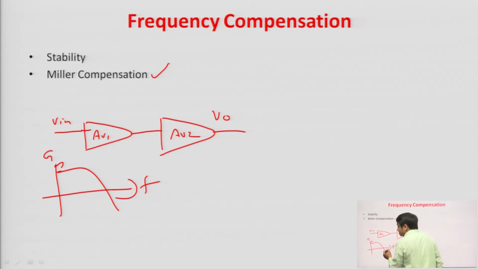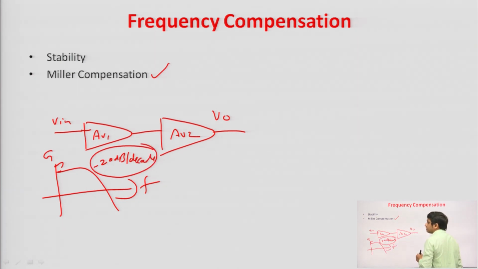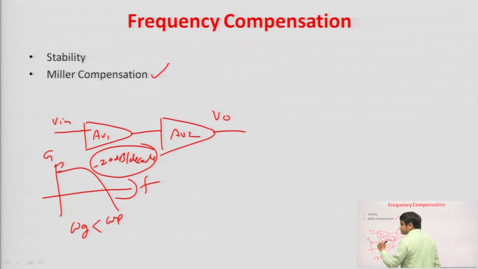When the first pole comes, due to that pole we get the slope of minus 20 dB per decade. And we know that for the circuit to be stable, the gain crossover frequency should be less than the phase crossover frequency. So, it means that the first pole nearest to the origin, which is called the dominant pole, should move towards the origin, and the second pole, that is the first non-dominant pole, should move away from the origin. To achieve it, what do we do?